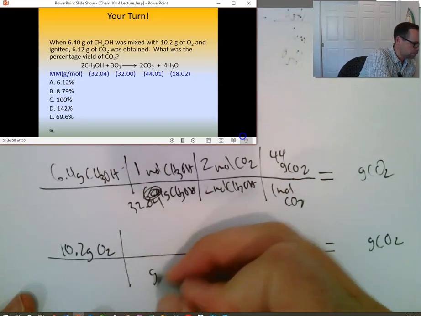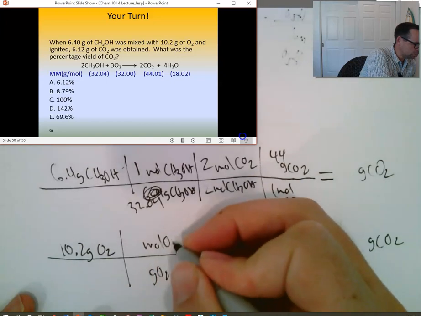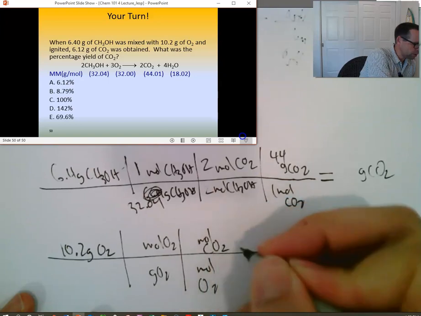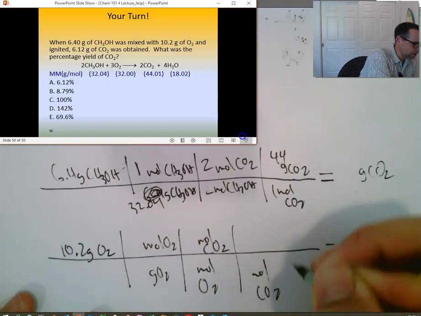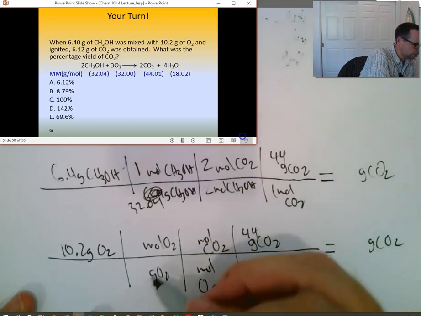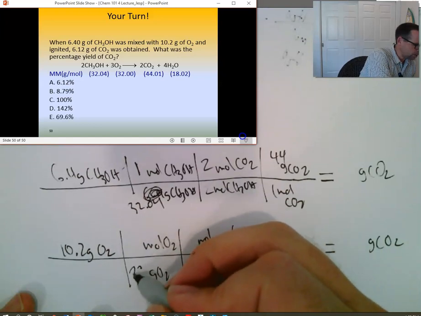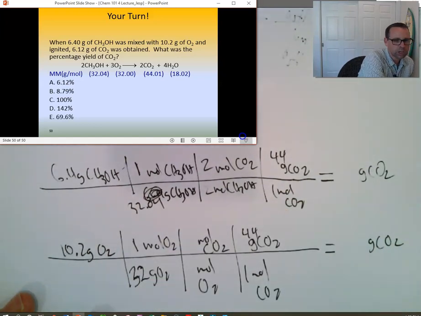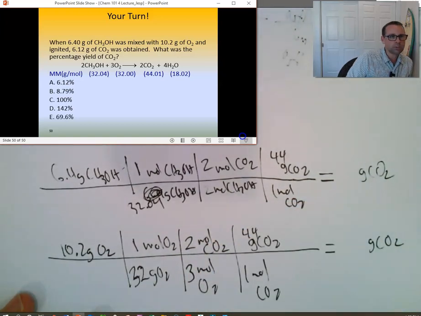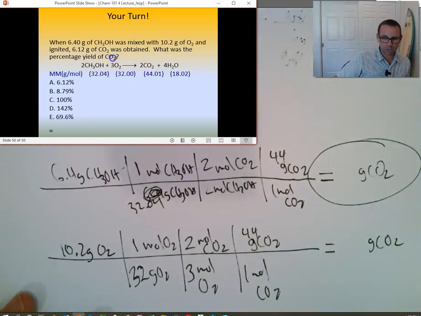Okay, so we go from grams of oxygen to the land of the moles, moles of oxygen. Then I go moles of oxygen to moles of carbon dioxide, and then moles of carbon dioxide to grams of carbon dioxide. 44 grams per mole, I remember that. 32 grams per mole of oxygen. And the ratio of carbon dioxide to oxygen is 2 to 3 in my chemical equation. I'll work on the bottom one while you work on the top one.